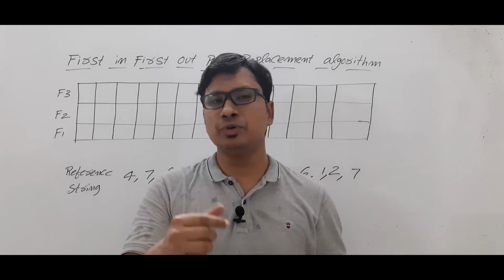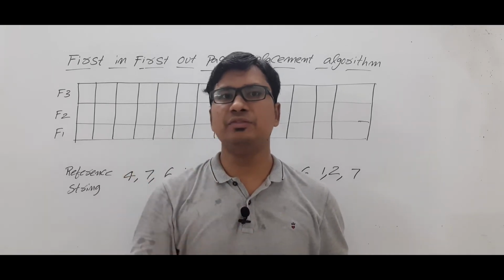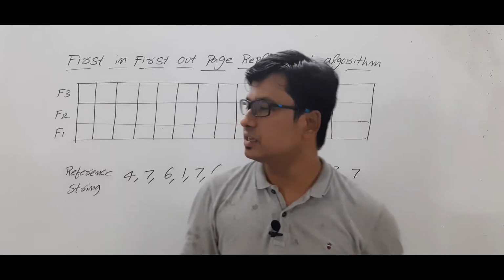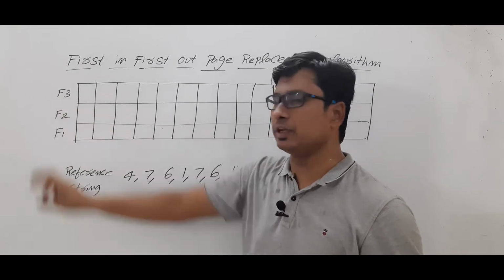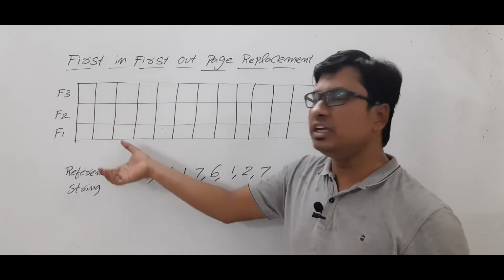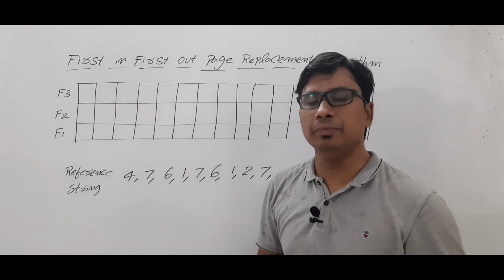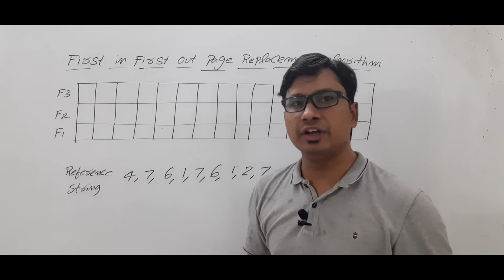Let's assume that the CPU is currently executing the process P1. It is logically divided into 7 pages and we have only 3 frames, frame 1, frame 2, frame 3, in the main memory. Now at a time, how many pages can we keep in the main memory? At max, 3 pages only, because we have 3 frames.